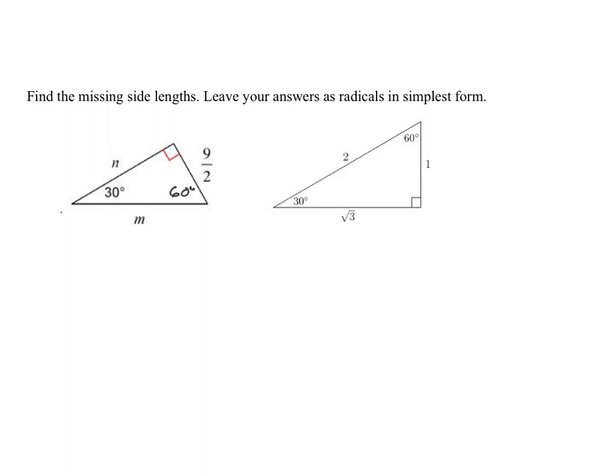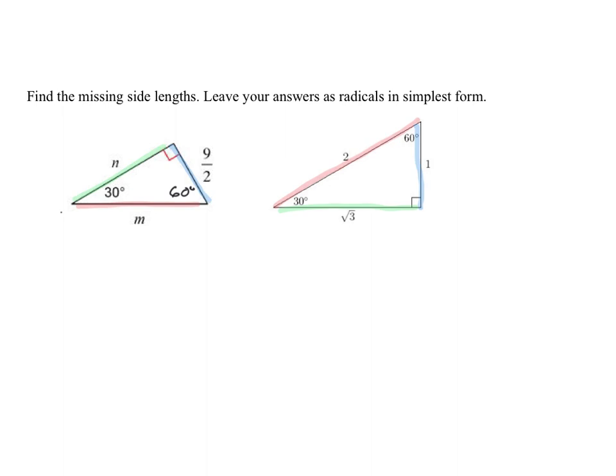So I can go ahead and line up or match up sides. I can see that m is my hypotenuse, so that should correspond to 2 when I'm setting up my ratio to solve. And then my short side here is going to be 9 over 2, and that's going to correspond to 1. And then for my last side, n is going to correspond to root 3. So I want to make sure that I'm pairing up the correct sides when I'm setting up my ratios here. We're going to go ahead and solve for m first.